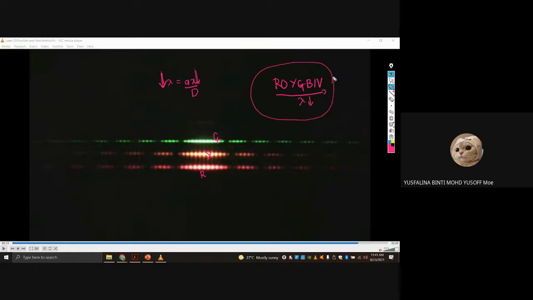So these are the colors that you use: red, orange, yellow, green, blue, indigo, violet. How do you want to remember? For me, I just say Roy G. Biv. When you move from left to right, the wavelength is decreasing. So this is an example of interference of light by using the Young double slit experiment.